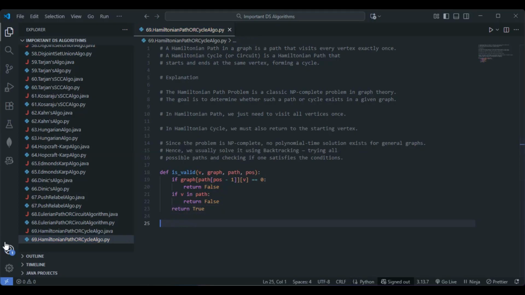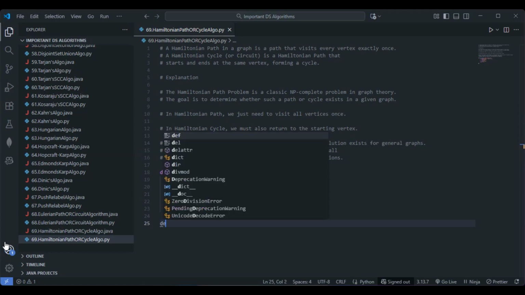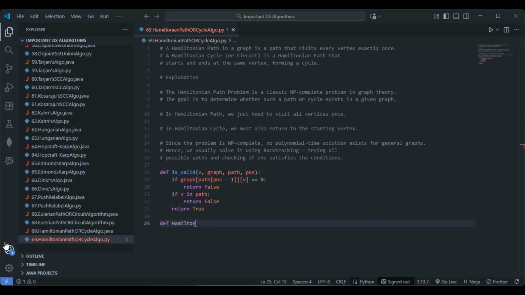Next step is to write a recursive function to find the Hamiltonian cycle. We are dealing with the Hamiltonian cycle, just remember this. Now I'll give def hamiltonian_cycle_util. I need the parameters graph, path, as well as the position.